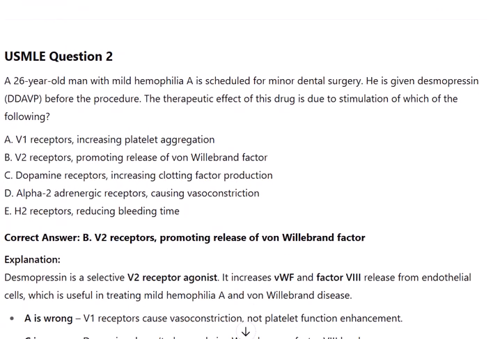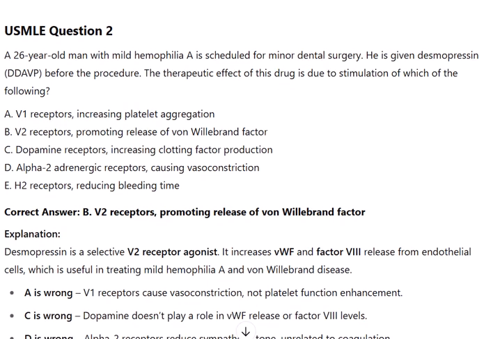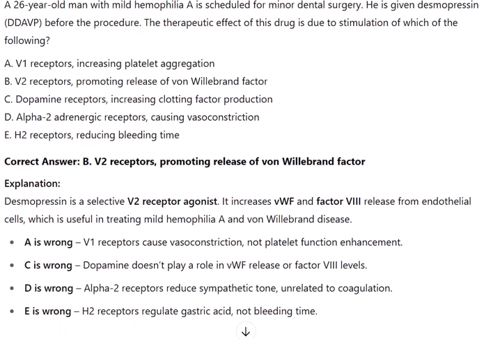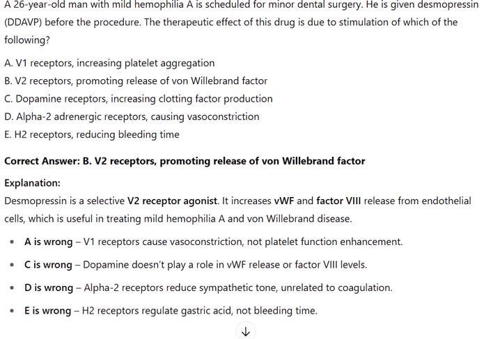STEM USMLE Question 2. A 26-year-old man with mild hemophilia A is scheduled for minor dental surgery. He is given desmopressin, DDAVP, before the procedure. The therapeutic effect of this drug is due to stimulation of which of the following?